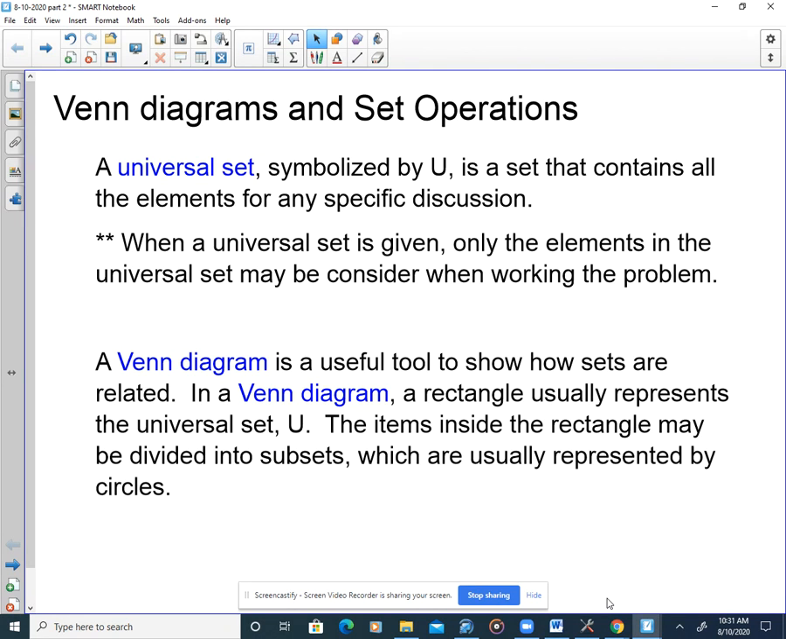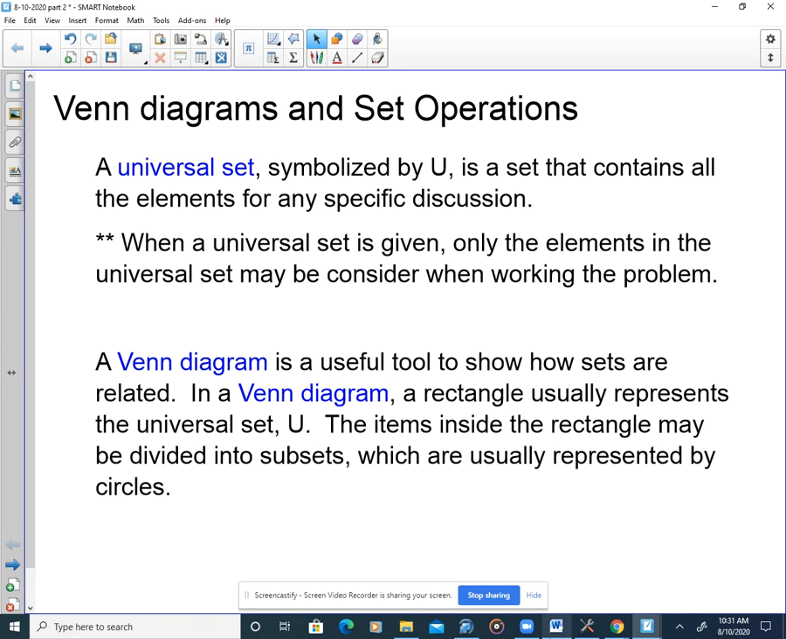A universal set, symbolized by a capital U, is a set that contains all the elements for any specified discussion. When a universal set is given, only the elements in the universal set may be considered when working the problem.